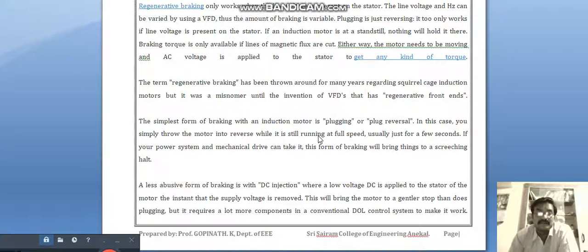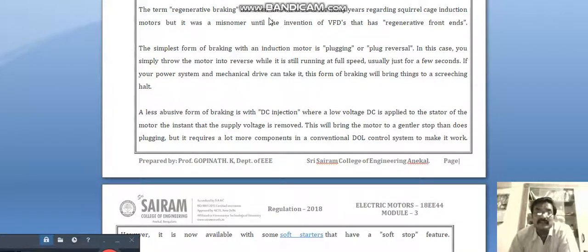The term regenerative braking has been thrown around for many years regarding squirrel cage induction motors, but it has been small until the invention of VFDs that have regenerative front ends. The simplest form of braking with an induction motor is plugging, or plugging reversal. In this case, you switch the motor into reverse while still running at full load speed, usually just for a few seconds.